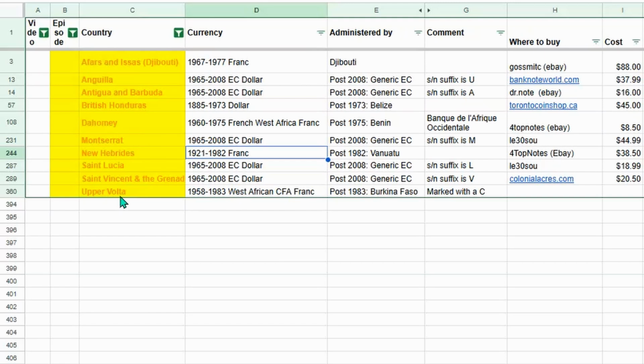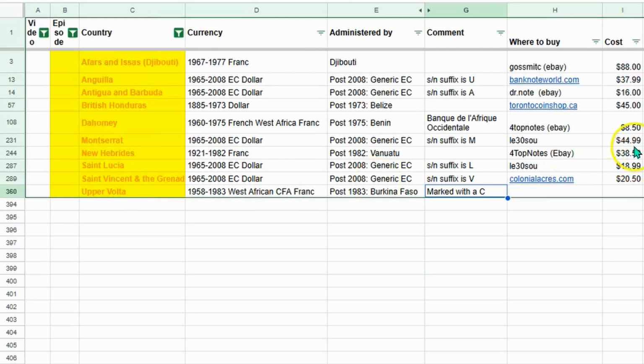St. Lucia also uses the East Caribbean dollar, and they use the L suffix. And St. Vincent and the Grenadines, again, East Caribbean dollar, and they use the V suffix. And finally, Upper Volta, which renamed in 1983 to Burkina Faso, used the West African CFA franc marked with a C. So if I manage to fill out these, and some of them are pretty pricey, I'm not ready.